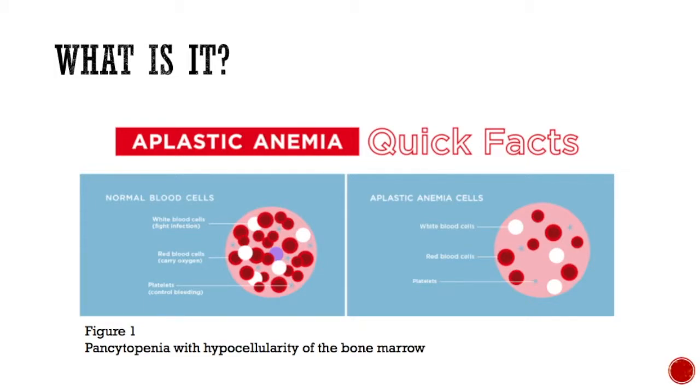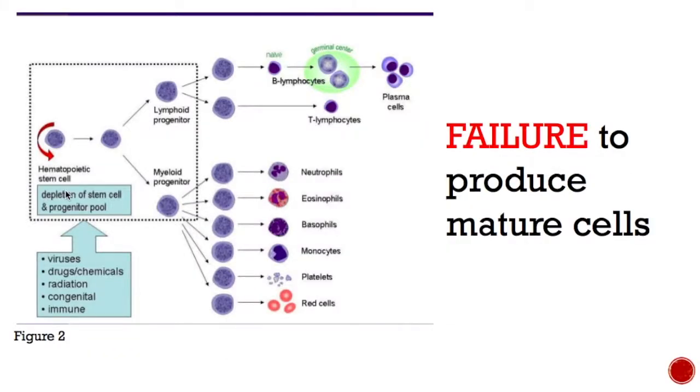So, what is it? Aplastic anemia is defined as pancytopenia with hypocellularity of the bone marrow. So, what this means is that you see a decrease in all cell types that are produced by the bone marrow, which includes white blood cells, red blood cells, and platelets. So the problem is with the stem cell precursor, which eventually differentiates to become one of the three cell types, which is white blood cell, platelet, or red blood cell. And this is why you see pancytopenia, because an issue with the stem cell precursor would lead to a decrease in all of those three cell lines.